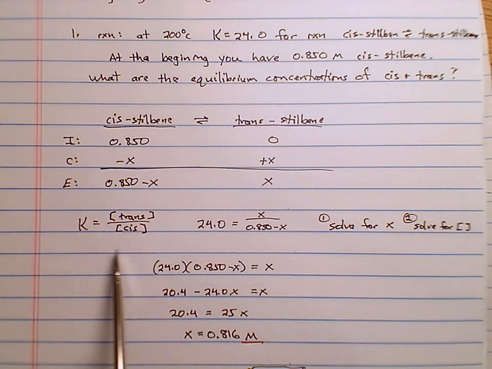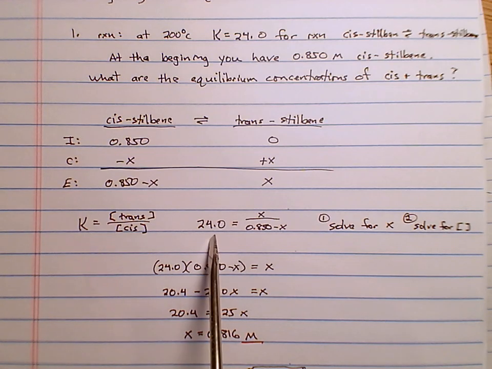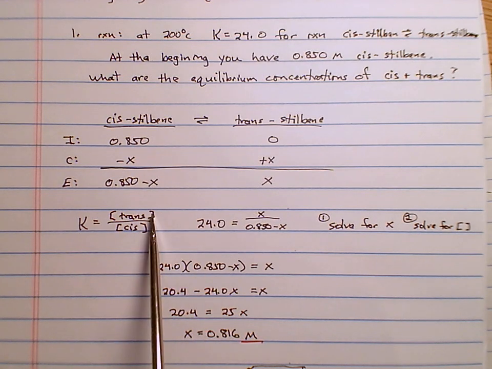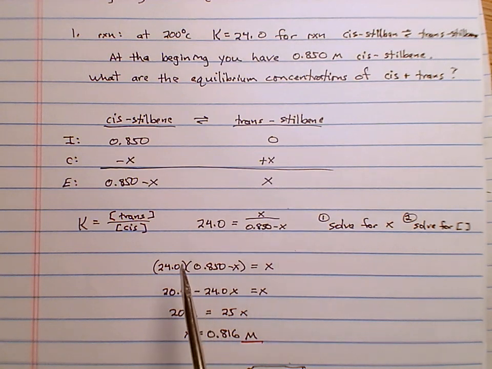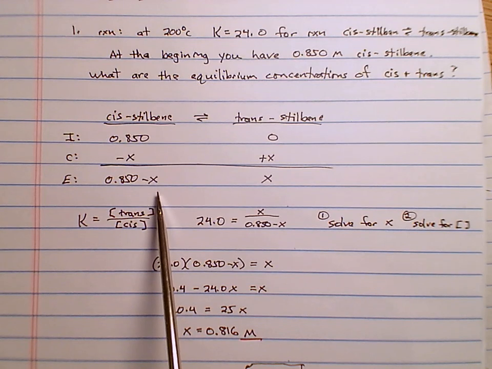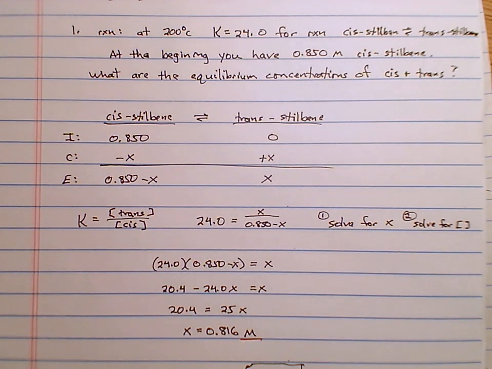And I can start putting in my values here. My equilibrium constant, I know that in these reactions. It is 24, so I put 24 in there. What's my concentration of trans-stilbene at equilibrium? It's x. What's my concentration of cis-stilbene at equilibrium? It's 0.85 minus x. Put that down in there. And so once we get to this point where we have this math, the rest is just math.